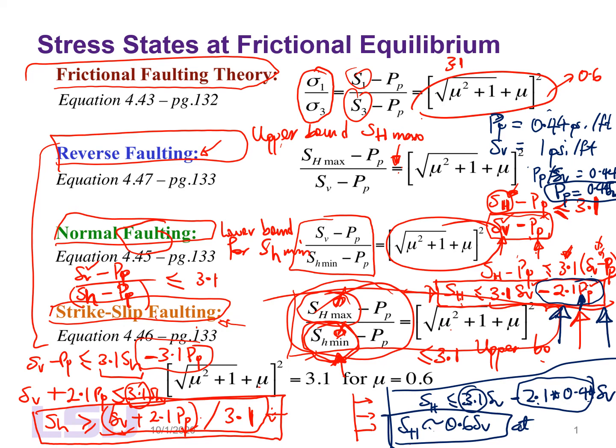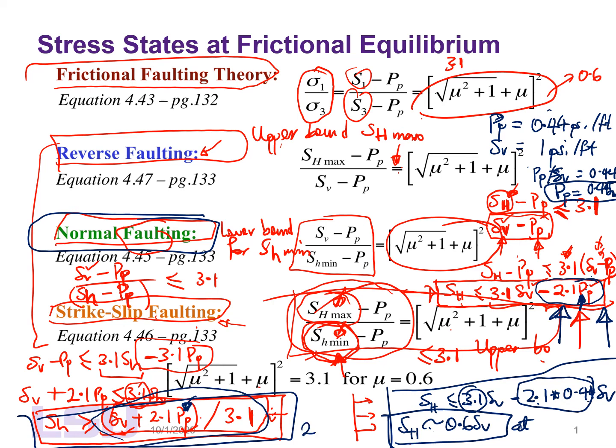A similar substitution can be done for the normal faulting regime using this criteria we got here. Substitute 0.44 SV here, and now this whole right hand side evaluates to about 2.2 SV. So SH mean is approximately 2.2 SV at the point where the fault slips in a normal faulting regime. But we don't have that kind of analysis for strike slip because it isn't a function of SV.